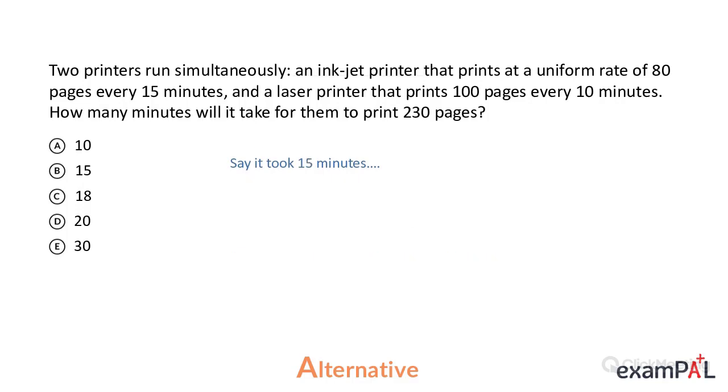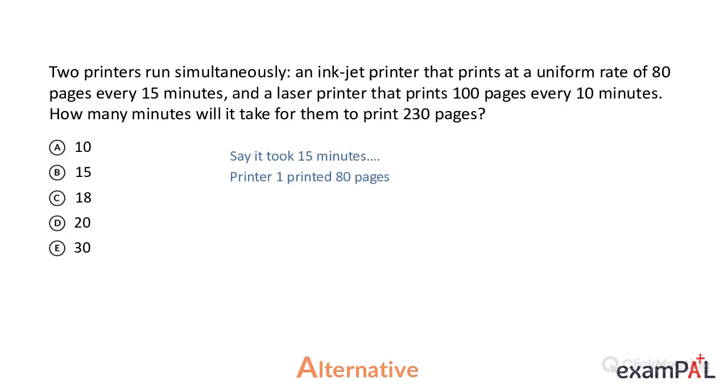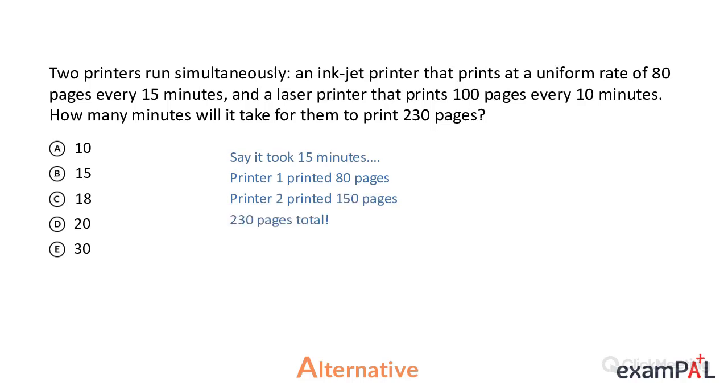So we're going to say, okay, let's say B is the answer, and then it took 15 minutes. Then the inkjet printer printed 80 pages exactly. The laser printer printed 100 pages times 1.5, that's 150 pages. And voila, we have arrived at exactly 230 pages. We have arrived at our answer. And for this specific question, this is a very, very short, easy way to get to the answer.